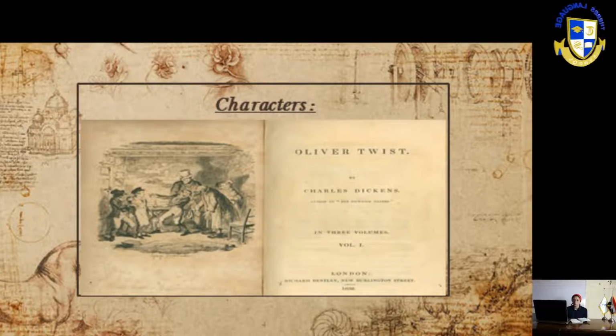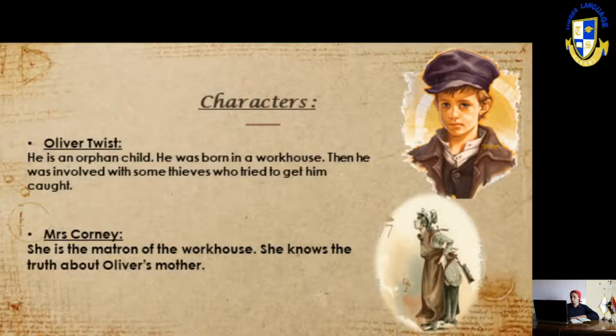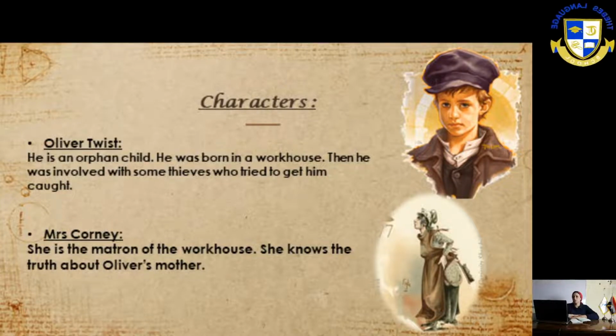Are you ready? Okay, so let's move to slide number 5 and start with Oliver Twist. Oliver Twist is an orphan boy or an orphan child, which means, what does orphan mean? Orphan means a kid or a boy or a child without a mom or a dad alive. He was born in a workhouse, then he was involved with some thieves who tried to get him caught.